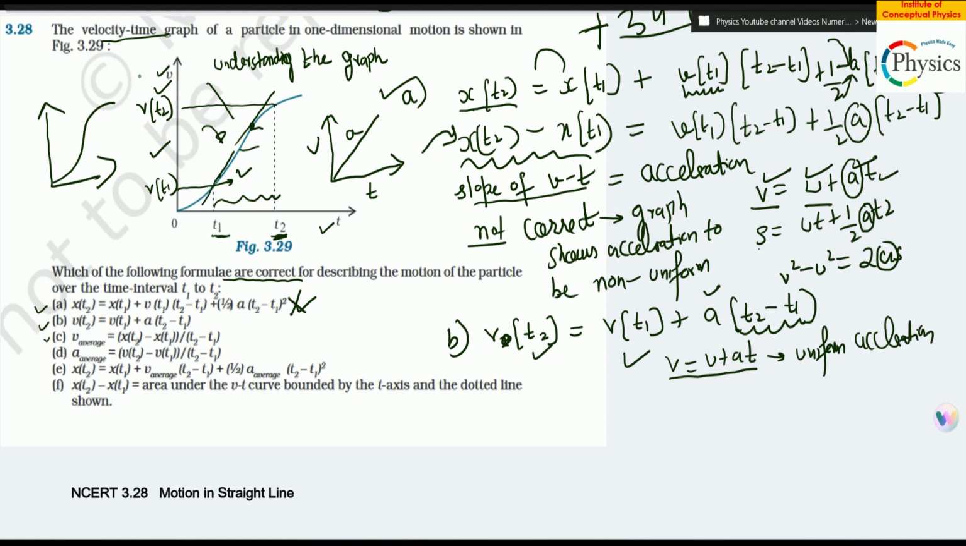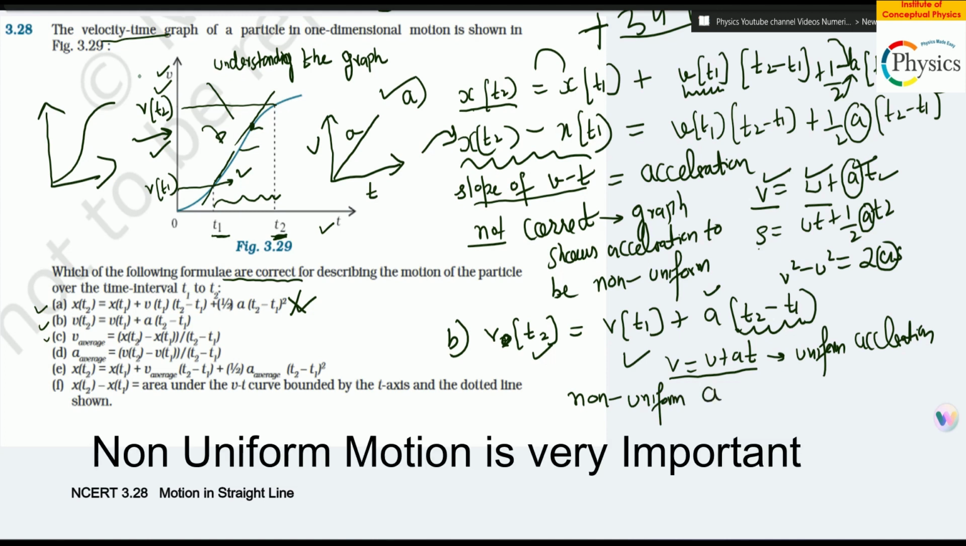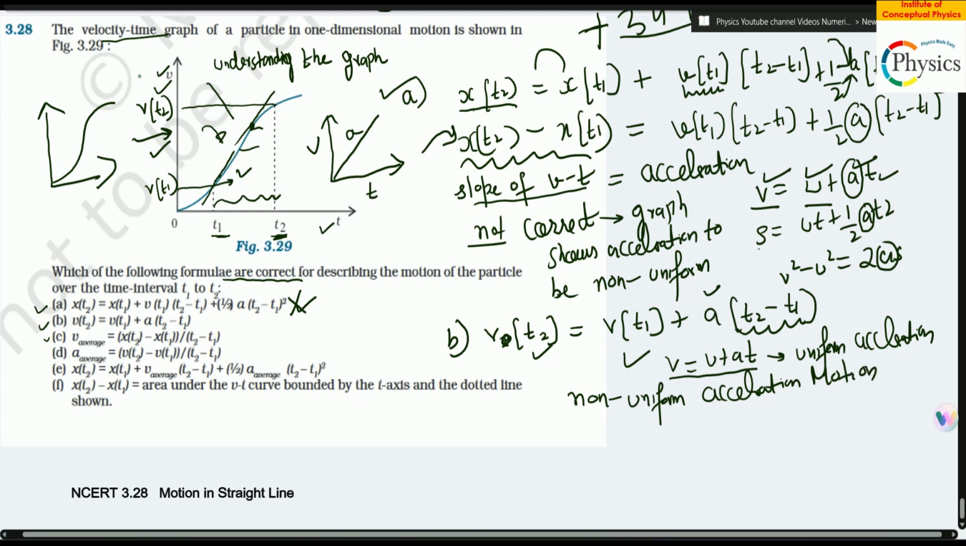Do you think that the acceleration for the given graph, which is this, is uniform? It is not. The graph is that of a non-uniform acceleration motion. Okay. So what's your answer?